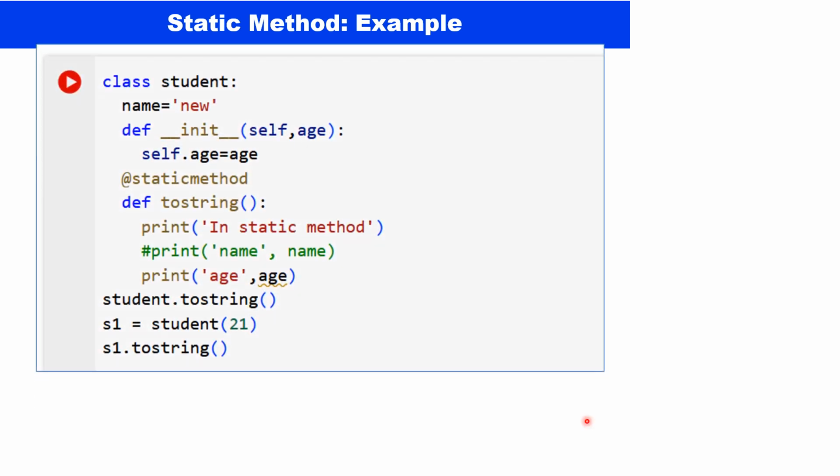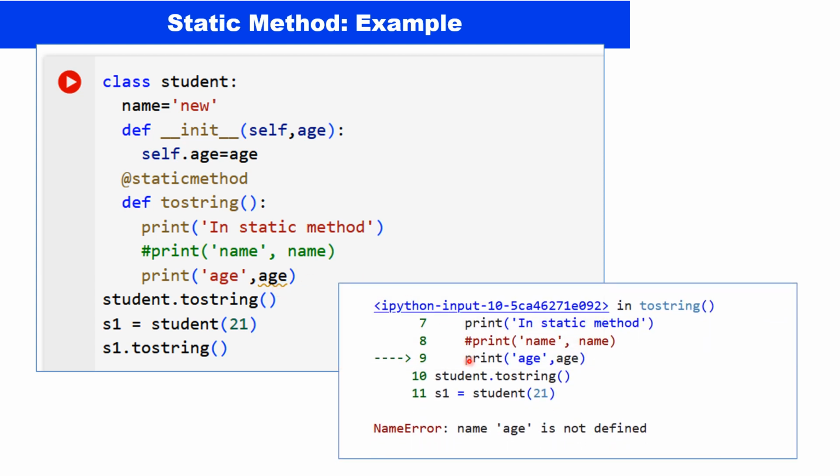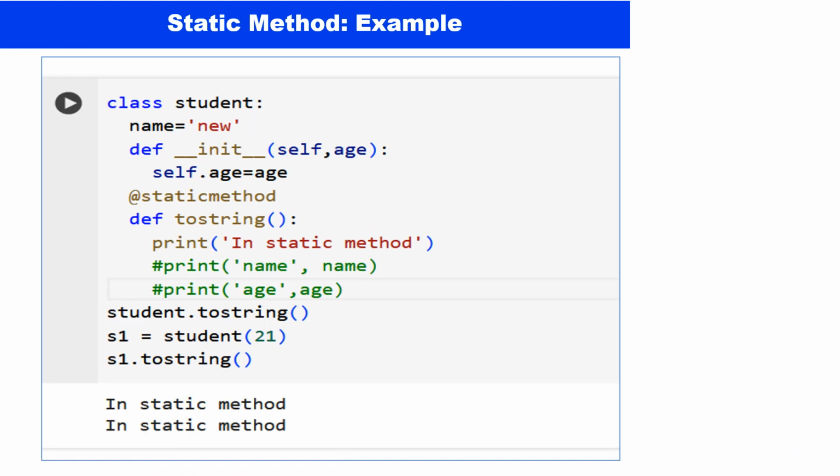Next, let us see another piece of code where we are trying to access age from the static method. Here age is an instance variable which we are trying to access from the static method. In this case also it gives an error stating that age is not defined. So from these two examples we can understand that static methods do not have access to either the class variables or instance variables. So static methods cannot access instance variables.